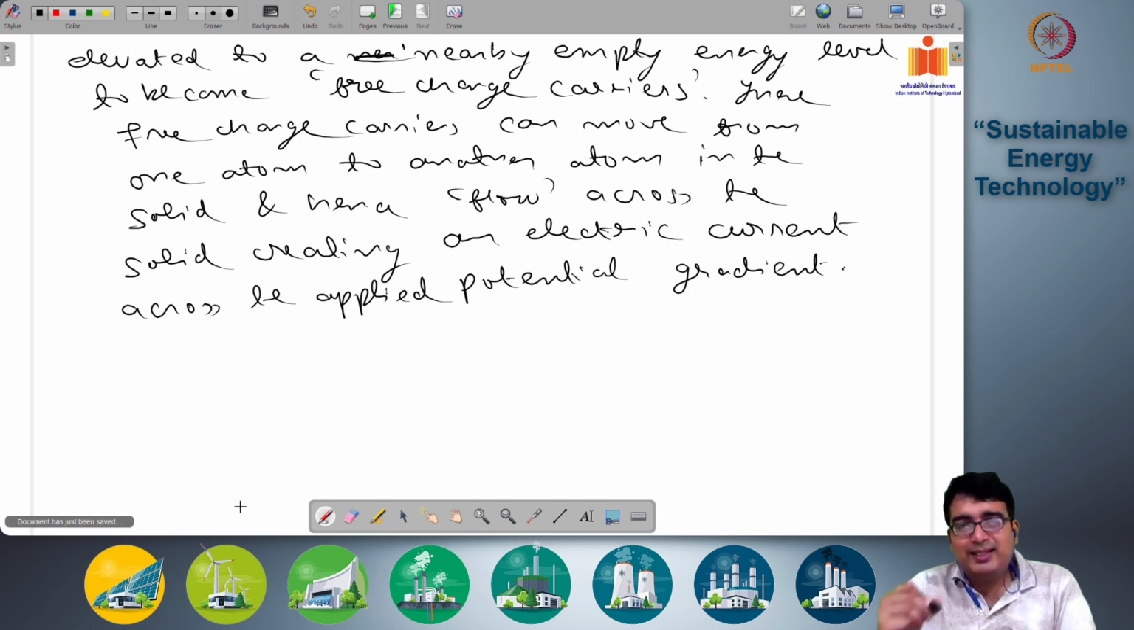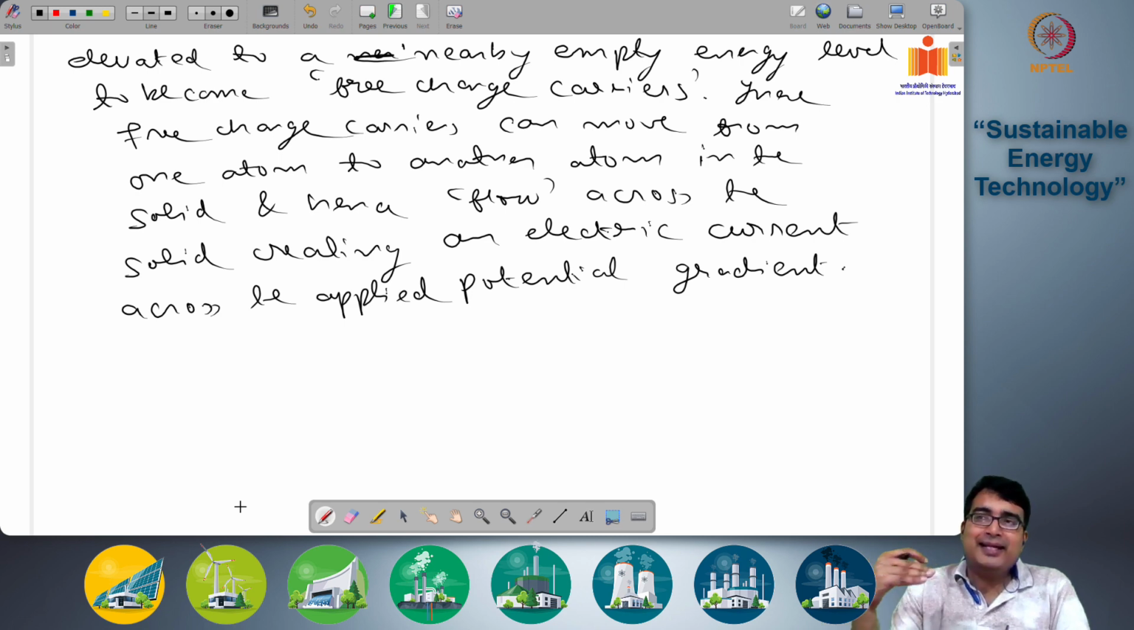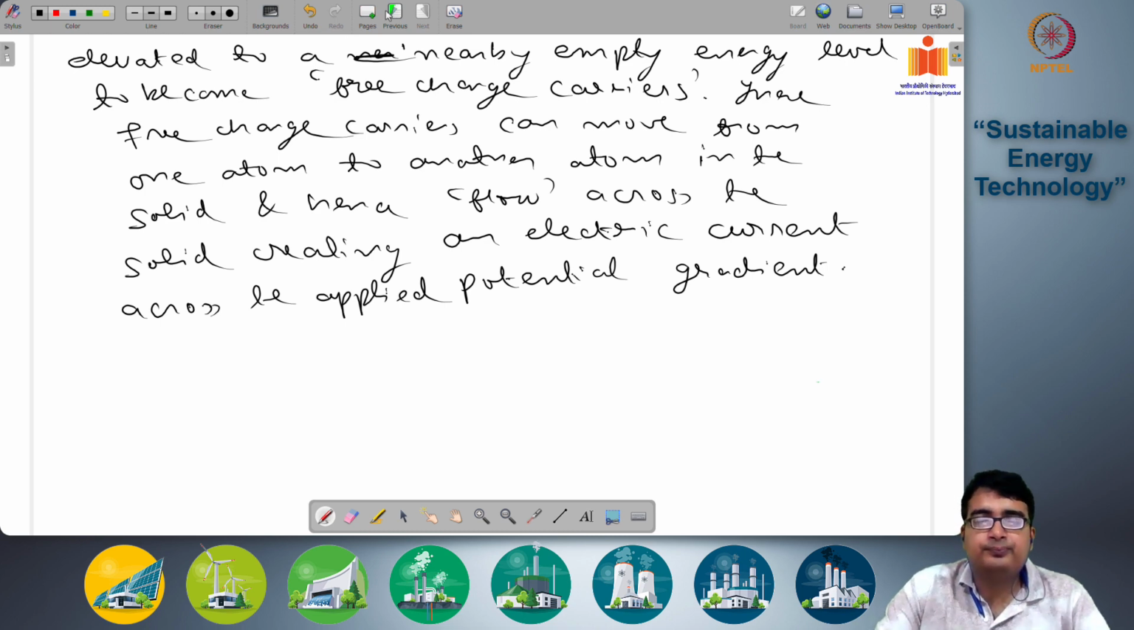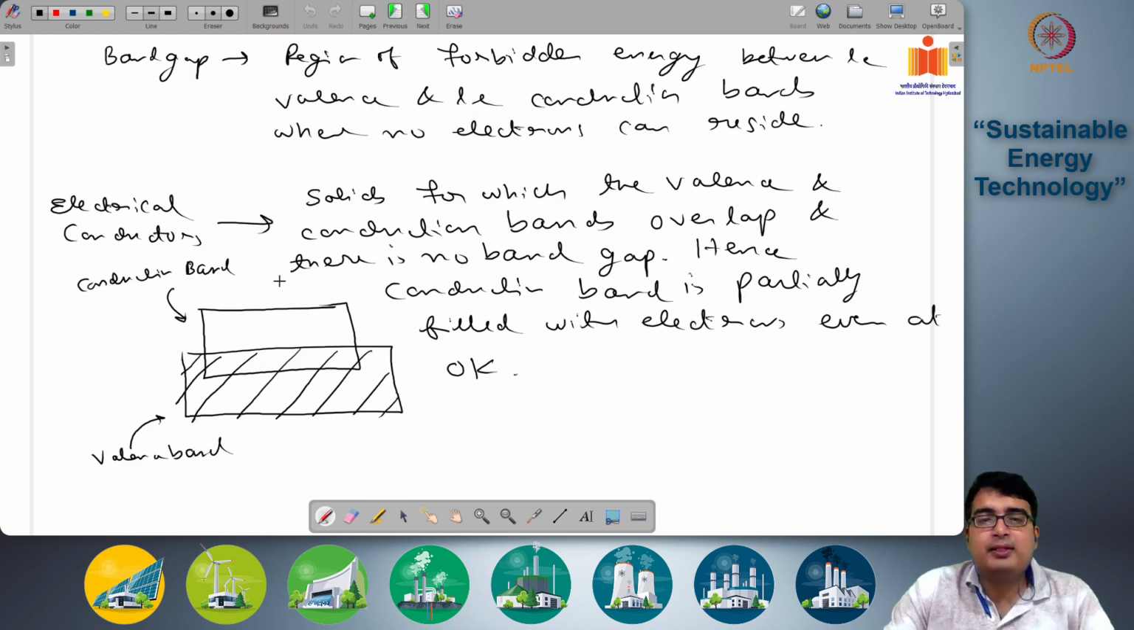So this is what happens in a conductor, that electrons and holes get promoted to nearby closely spaced energy levels and hence hop from one atom to other and create a flow of charges due to the applied potential gradient, and hence you can see a current forming very quickly when you put a potential gradient across a conductor. And all of this happens because your conduction band and valence band are overlapping. Okay.